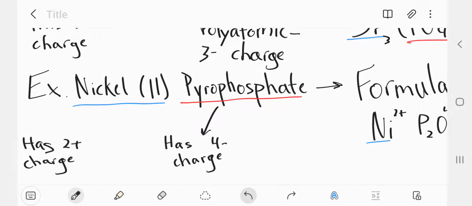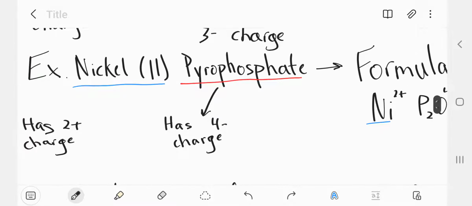Pyrophosphate, this is actually a polyatomic ion. If you look through your list of polyatomic ions, pyrophosphate has a -4 charge. These two are not equal. -4 and +2 do not cancel out, so we're going to have to do a bit of balancing here in order to make them cancel out.